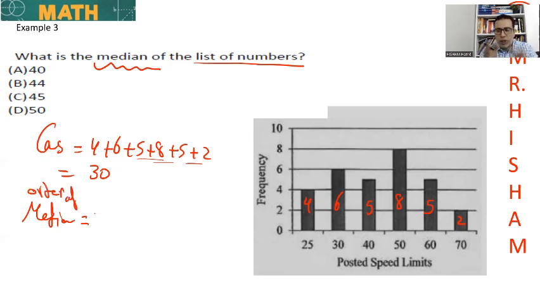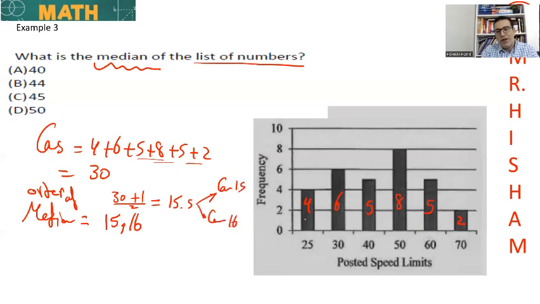So actually I'm looking for car number 15. The order of the median here is approximately 15. It's supposed to be 15 and 16. It's the 15th and 16th car. Why? Because 30 cars plus 1 divided by 2, because it's an even number, is 15.5. So I go to car number 15 and car number 16.